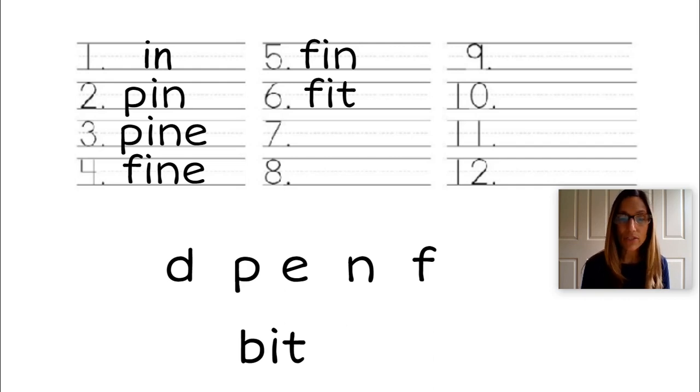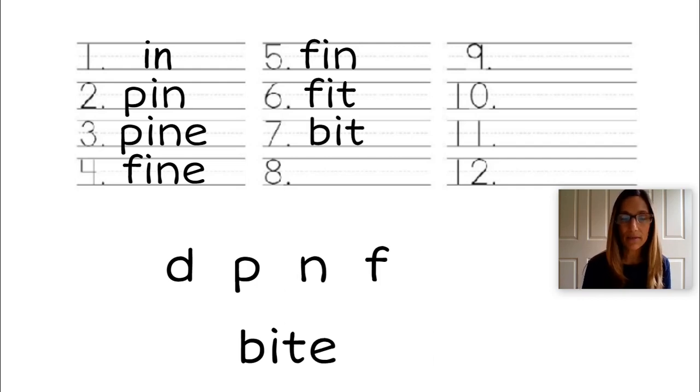All right, and we can add that magic. If we want to add magic to the end and change that I sound to make I say its name, we need a magic letter. And we practiced this a few times. So I think you know by now, if you add the E, you changed bit to bite, right? Let's take a look. So we've done 8 together. Let's read the list together. In, pin, pine, fine, fin, fit, bit, bite.